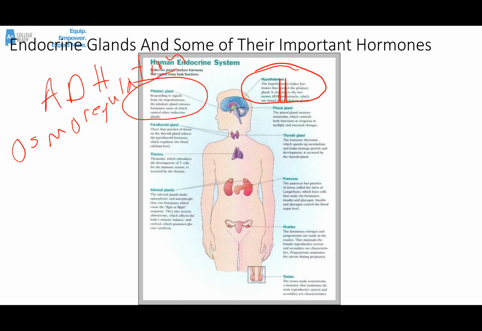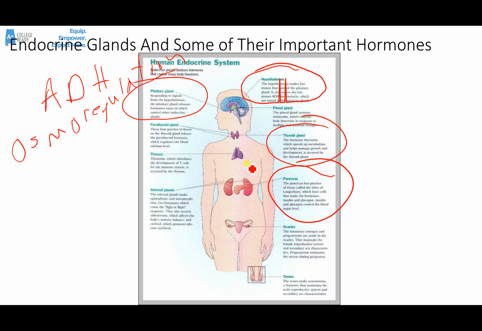Let's also mention the thyroid gland. Its main hormone, thyroid hormone, helps to control the rate of metabolism, the rate at which you do cell respiration in your body. Talk about the pancreas. It releases insulin and glucagon, which are crucial in regulating your blood glucose levels.